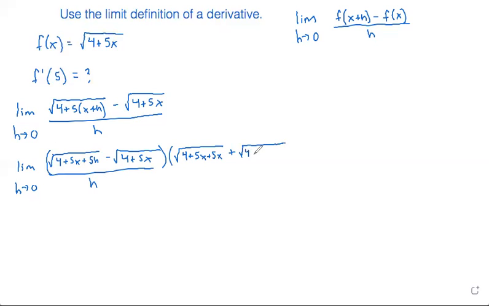And what we do to the top, we have to do to the bottom. So 4 plus 5x plus 5h. Oh, this should have been an h here. There we go. And then it's plus on the bottom as well, because that's what we're multiplying on top and bottom.